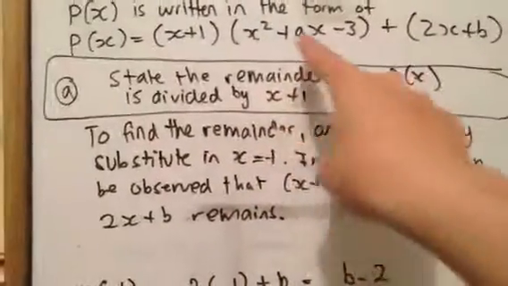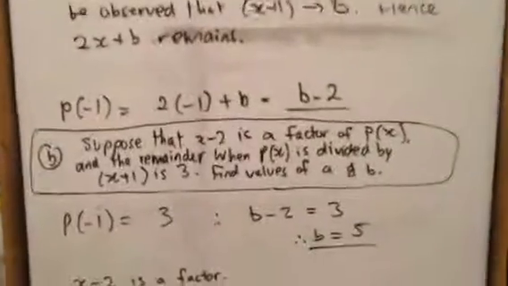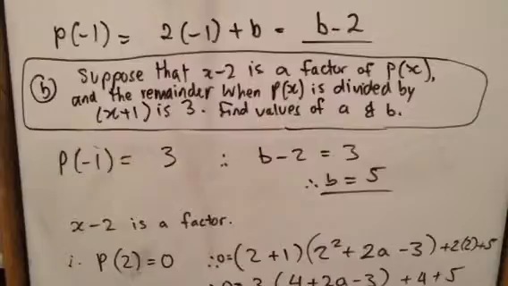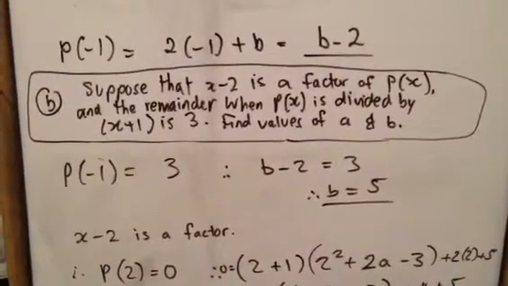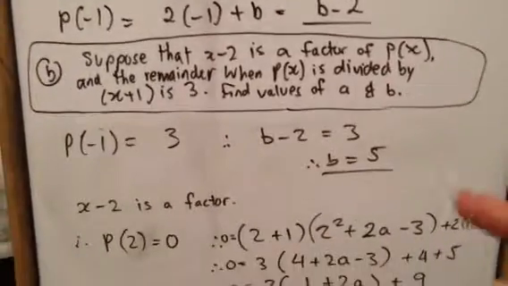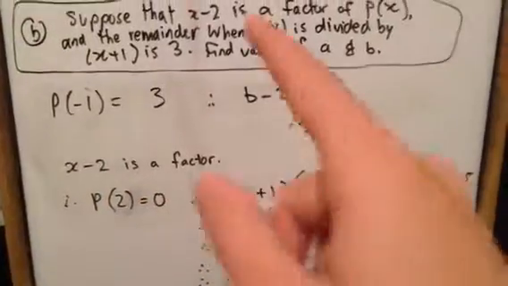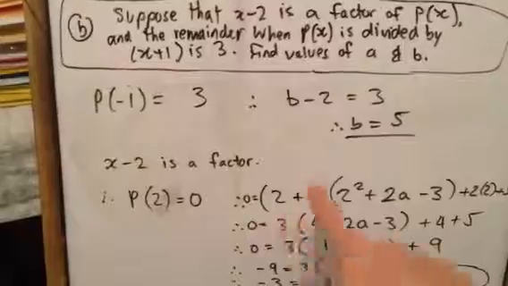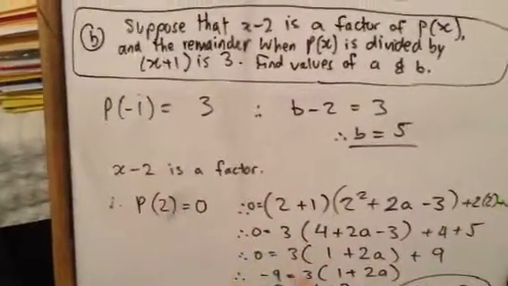So again, we change the sign of the constant. So we know b equals 5 because b take 2 equals 3. We simply set the p of negative 1 equal to 3, equal to the remainder, and from there b equals 5. Now we know that p of 2 is going to be equal to 0 because x take 2 is a factor. Because it's a factor, we have no remainder.